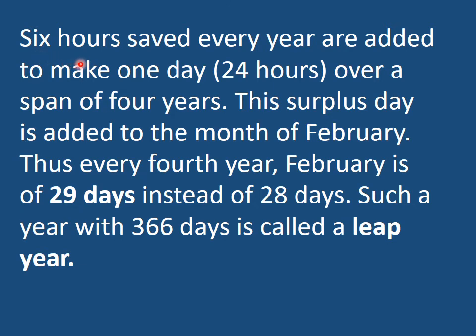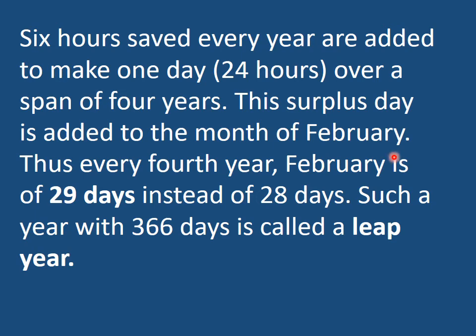That extra day is added to the month of February. Usually February has 28 days, but once in 4 years it gets 29 days. Since 1 day is added, the total in a year also increases by one day. So we get 366 days, and that is called a leap year.